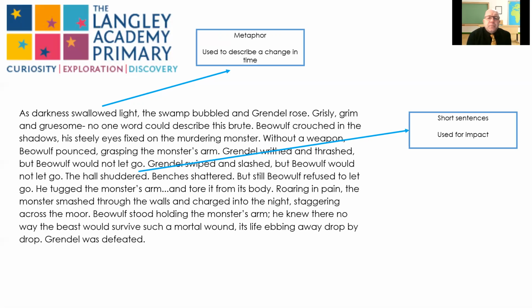Short sentences. These can be used for impact. So here we've just got a 3-word sentence. The hall shuddered. Benches shattered. 2-word sentence. It's just for impact. It's allowing the reader to realize that these events are sudden, are violent, are impactful.